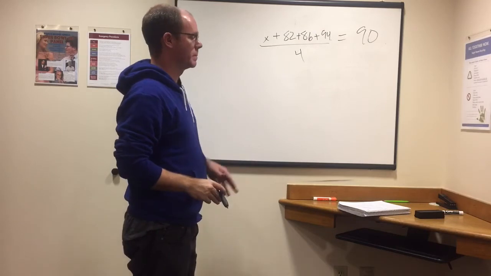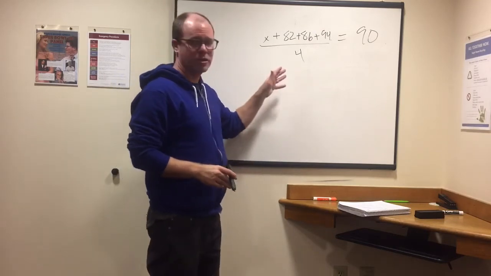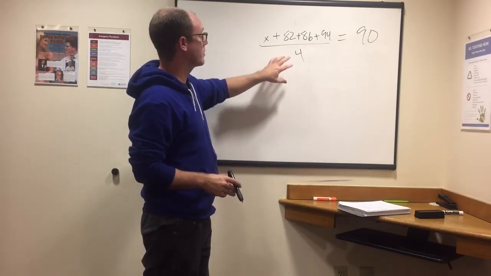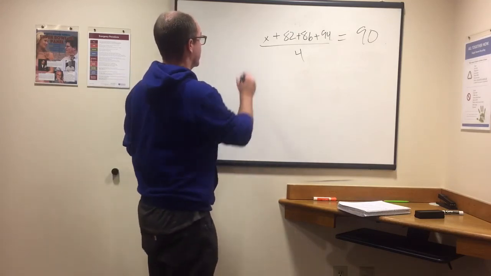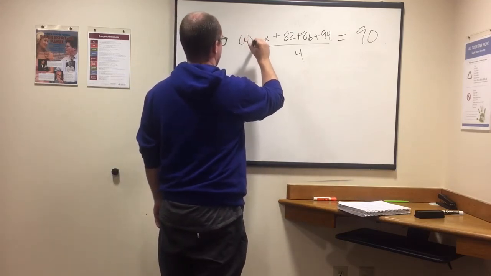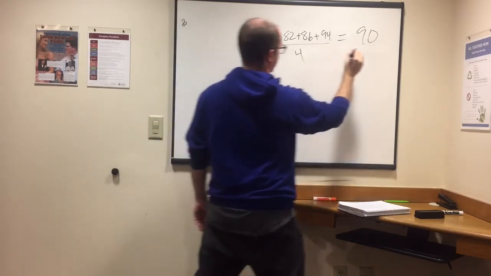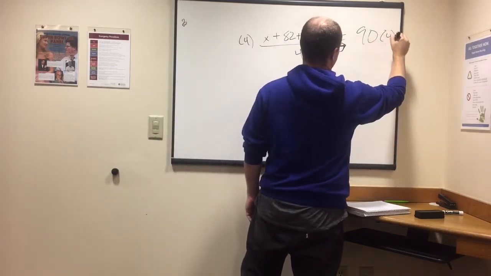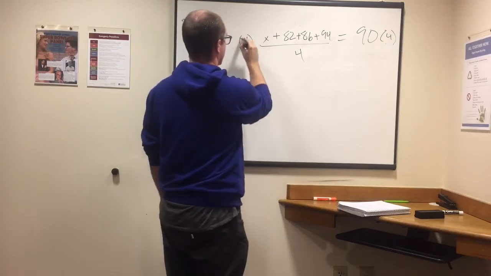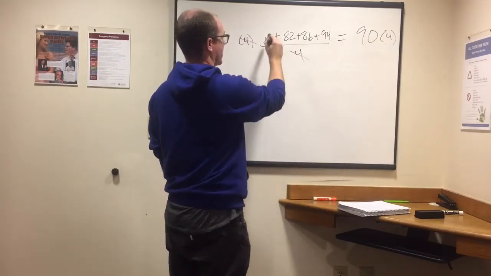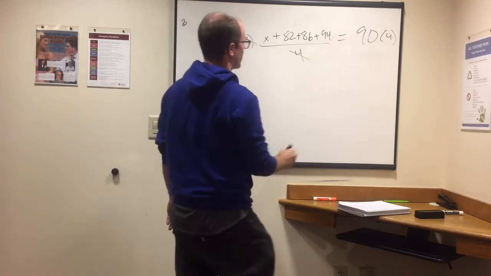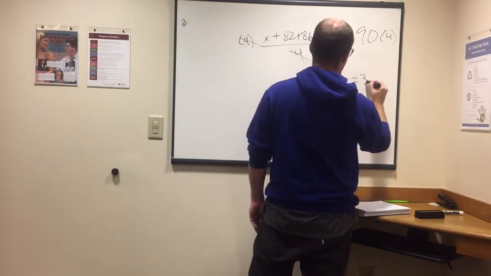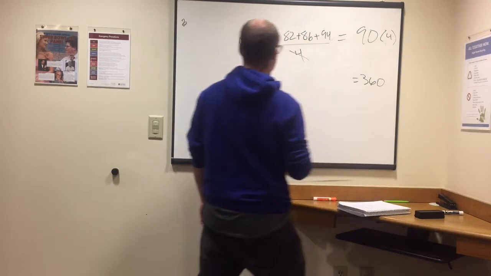Okay, so first thing to do, really the only part that's important that might trick you up, is you're going to get rid of those 4. So to do that, I need to multiply this side by 4, right? And that side by 4. If I do that, these will cancel out, and then I'll just be left with what's there. So 90 times 4 equals 360.